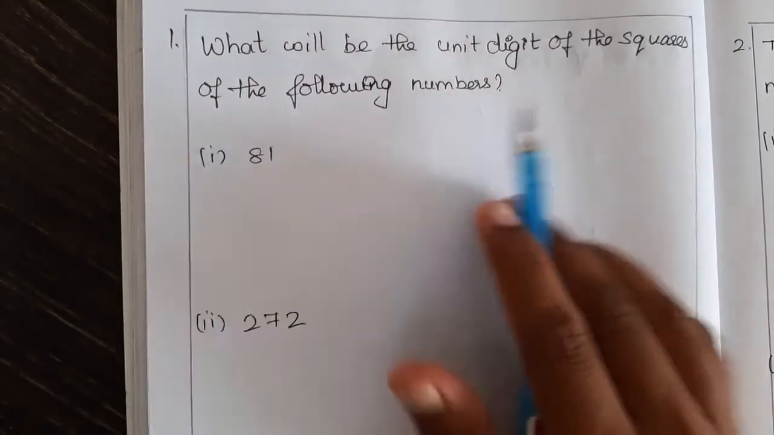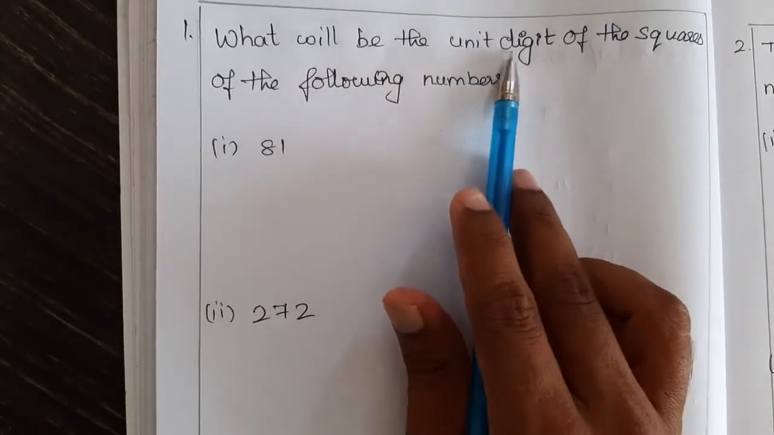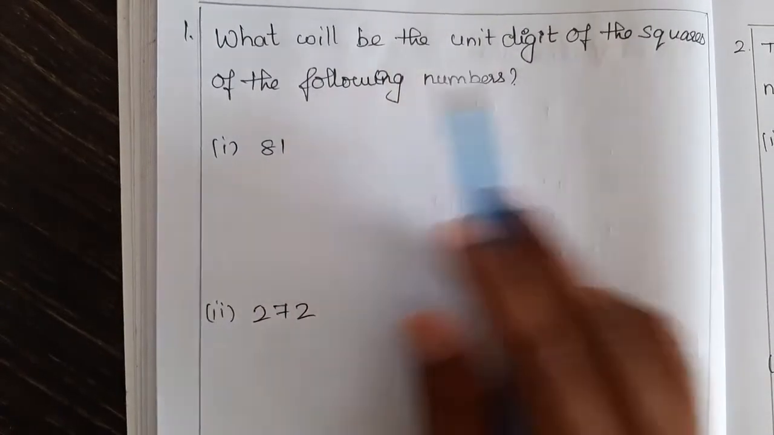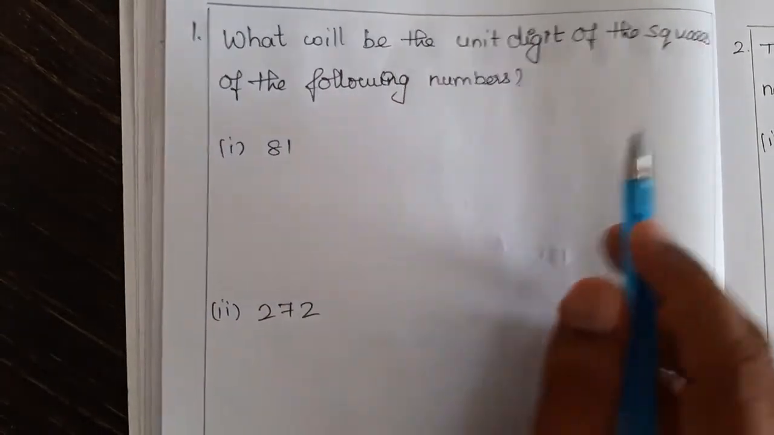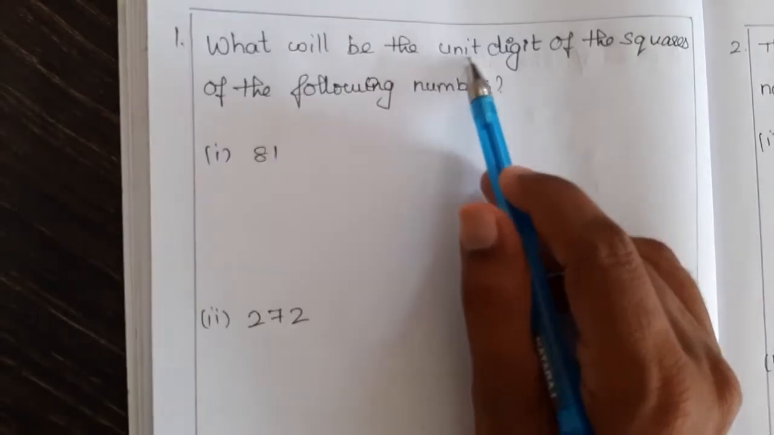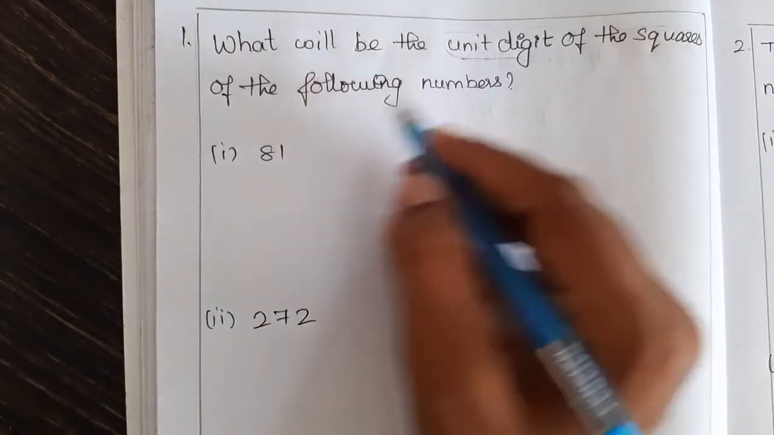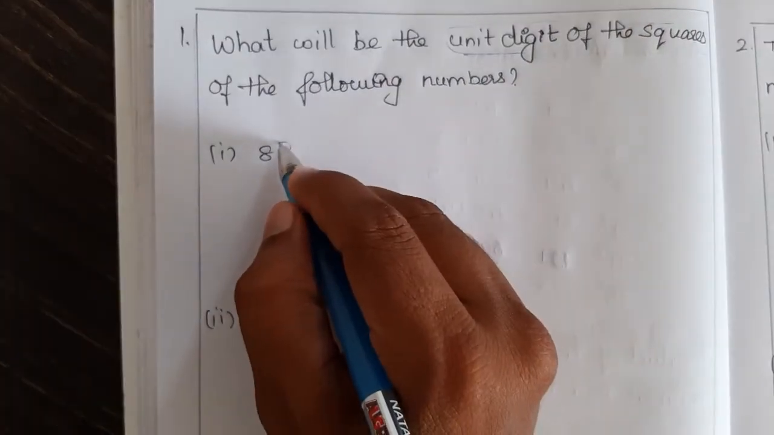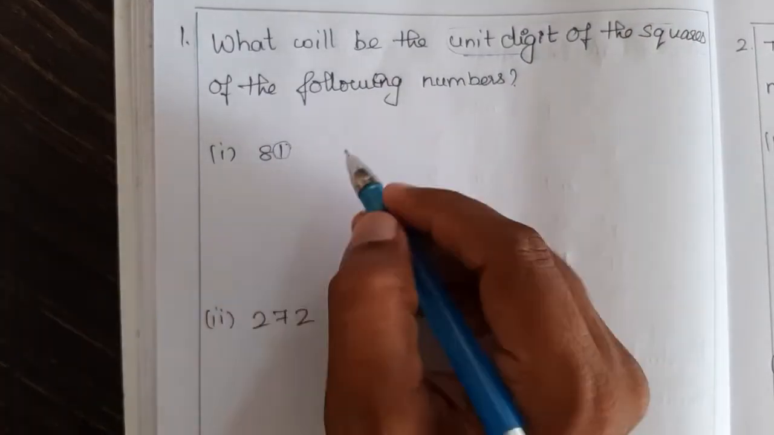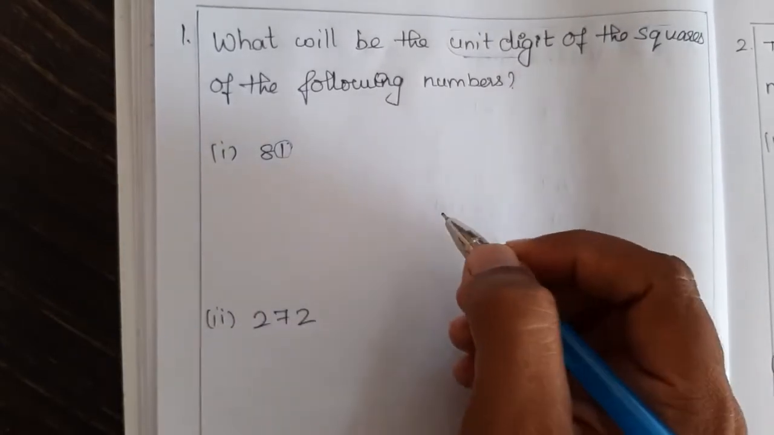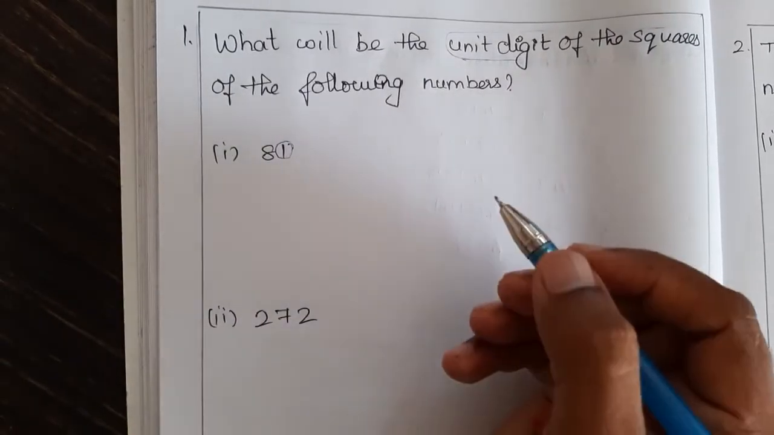So here we go for the problem. What will be the unit digit of the squares of the following numbers? They are asking for only the unit digits of the square. It's enough to concentrate on the unit digit of the number. Find the square of the unit digit of the number. That will be the unit digit of the square also.